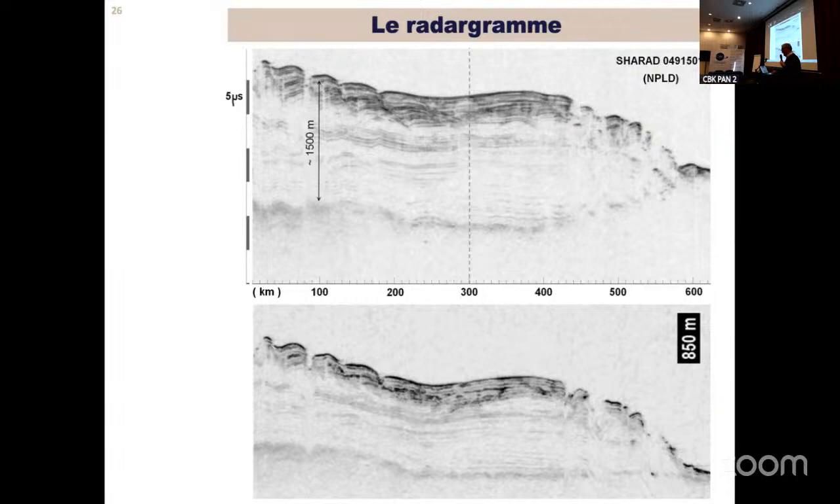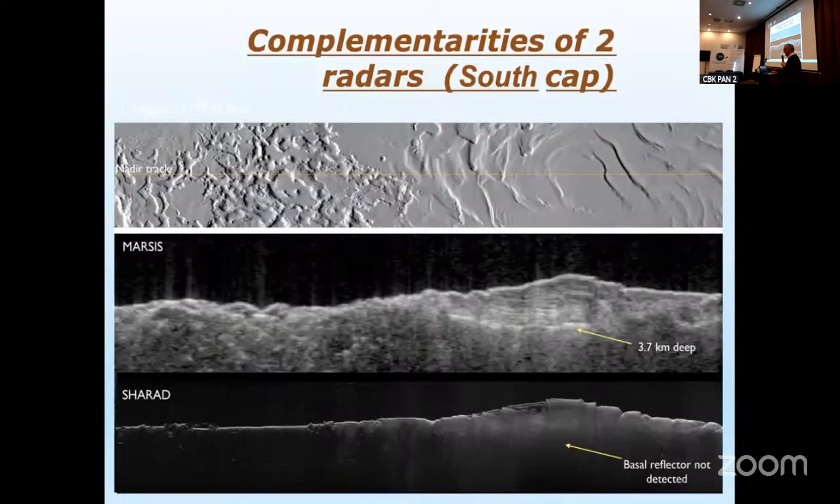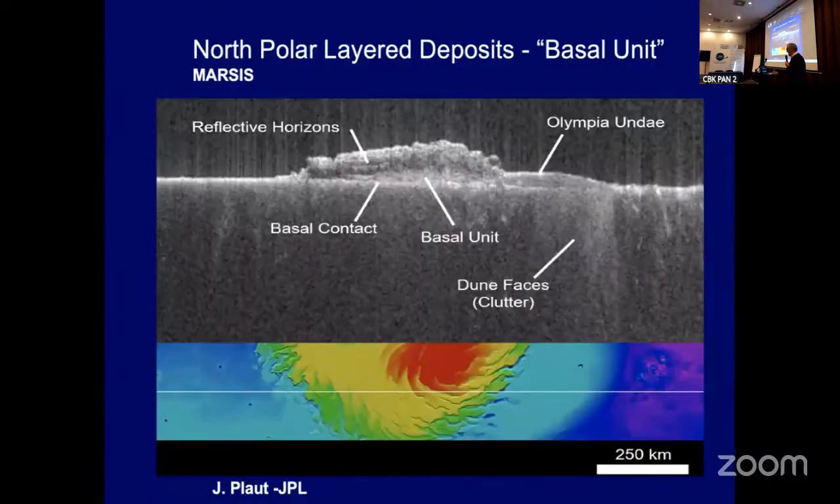And this is a different radargram, but obtained with Marsis. We can see that you can go here on the south polar cap, 3 kilometers below the surface. This is the ice. The Charlotte did not reach this depth. Now these are the Marsis observations. I will show you the short film.